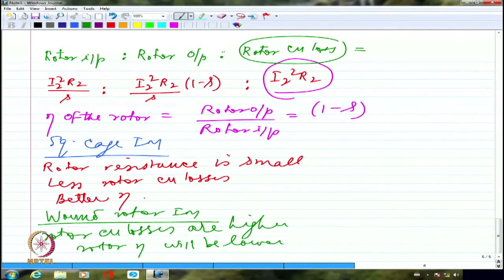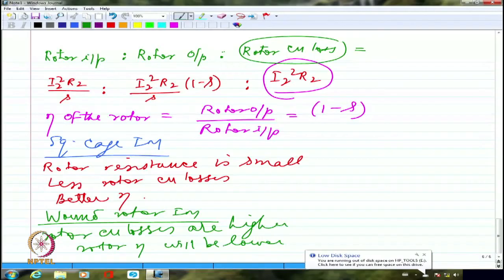You put 10 ohm of resistance, 20 ohm of resistance for the rotor or 5 ohm of resistance for the rotor. It doesn't matter. This is what is available, which is crossing the air gap and going into the rotor. That we are equating to I2 square R2 by S. That's it. That is set in stone. You got my point. It is not being generated by the rotor. The power is being given by the three-phase supply.